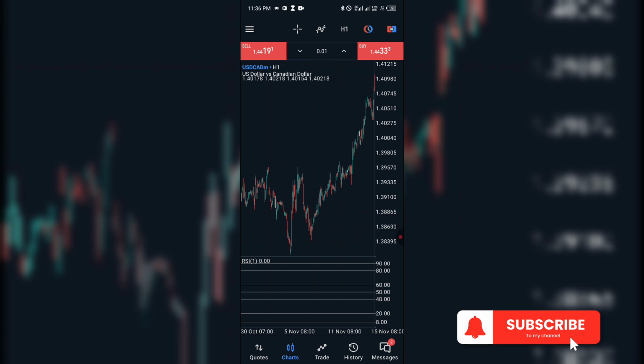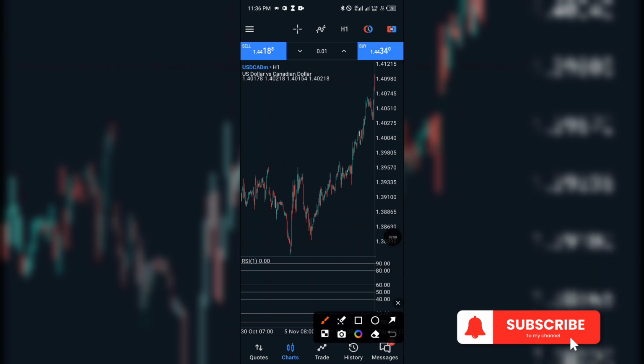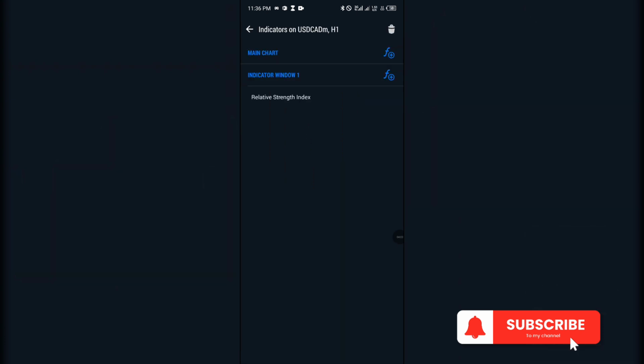Back to our chart, right on our chart we can see this RSI level. You can see the levels are shown down below. Now the next thing we are to add on our chart is the moving averages. The same step, the same procedure. We'll click on this as well and add the moving average.